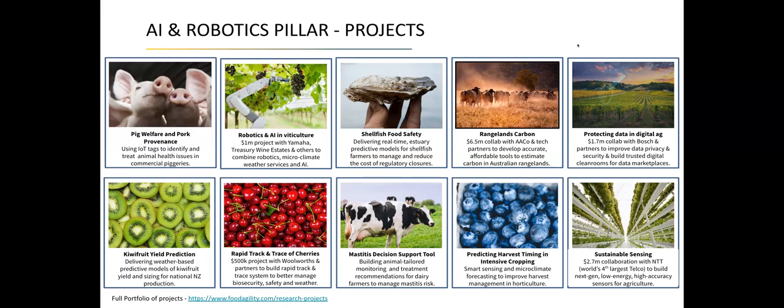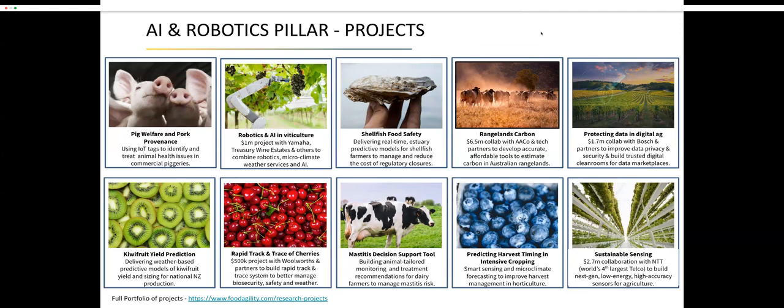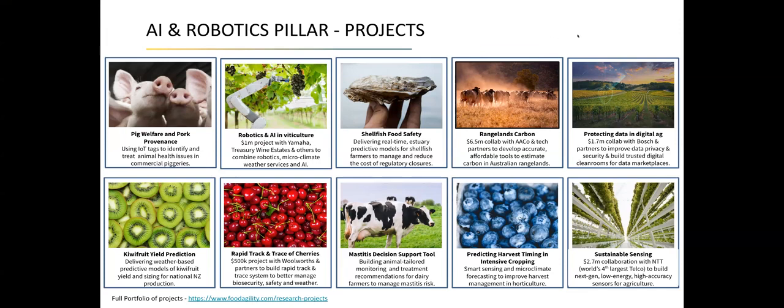So a range of examples you can see, from animal welfare in the pork industry through to robotics in viticulture, monitoring of food safety in shellfish, detection of carbon in rangeland northern farming systems, right across through a lot of different predictions around harvest timing and quantity, quality in horticulture, as well as looking at the ways in which all of this data can be collated and, most importantly, protected and kept secure, so that the integrity of our farming systems data is maintained throughout. We can go to the next slide.